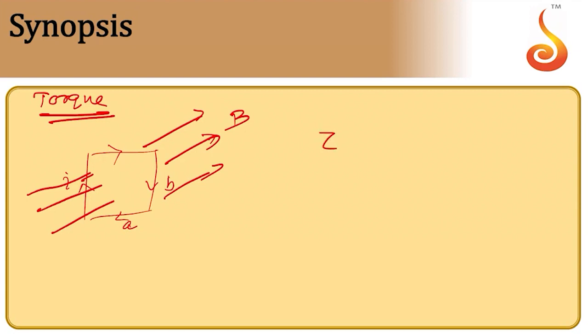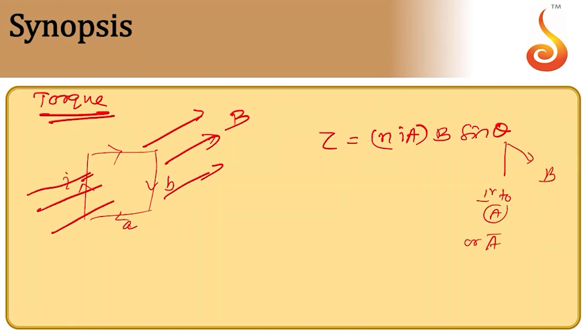The torque on the current loop is given by NIA into B into sine theta, where this theta is the angle between the perpendicular to the area, which is nothing but the area vector, and the field direction. So the torque is nothing but NIA into B into sine theta.